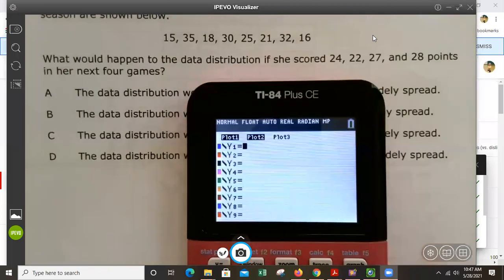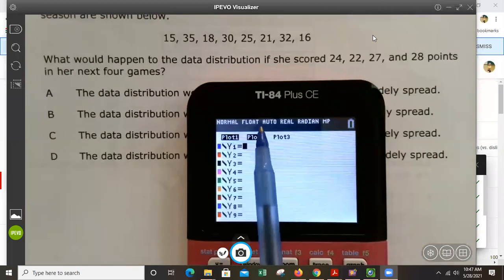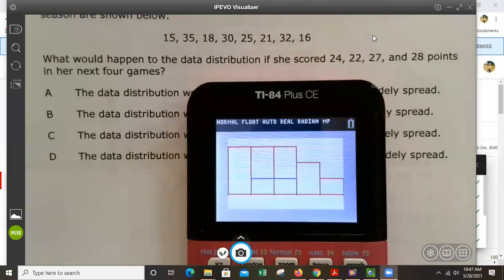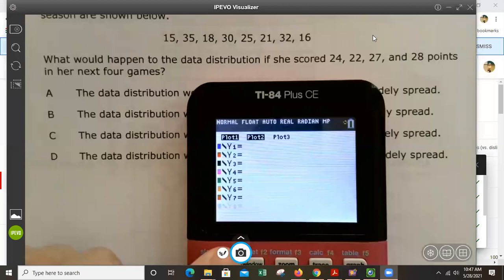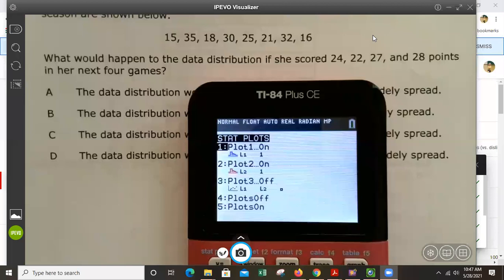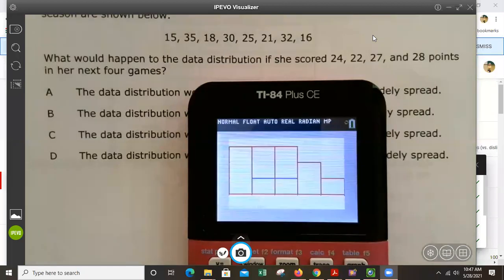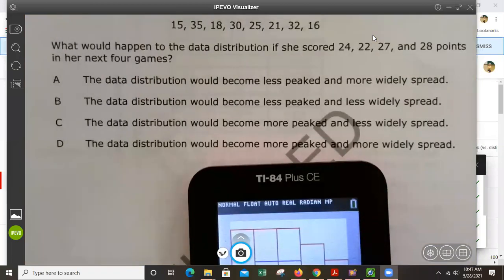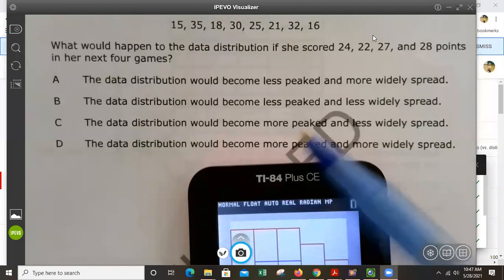When I go into Y equals, you guys see how they're both on. We're gonna zoom 9 and look at our graph. The first one was blue, the second one was red. So does it become more peaked or less peaked? Blue was the first one, red was the second one. More peaked, so it's not these.